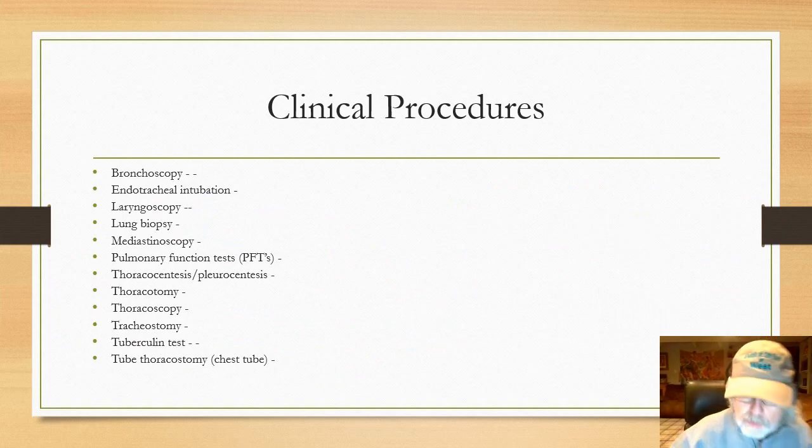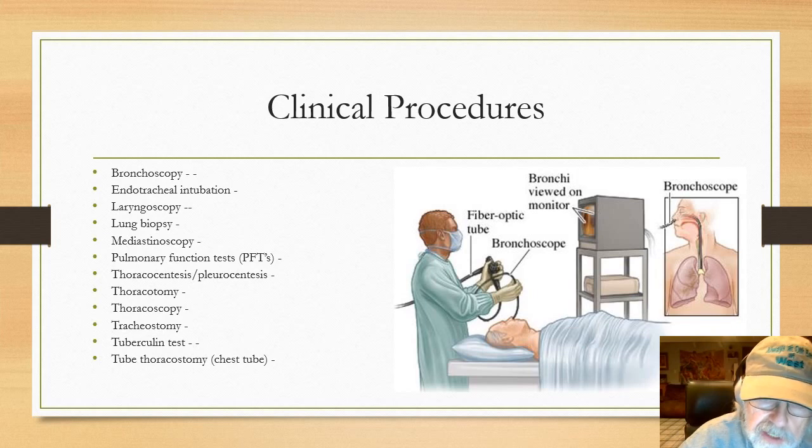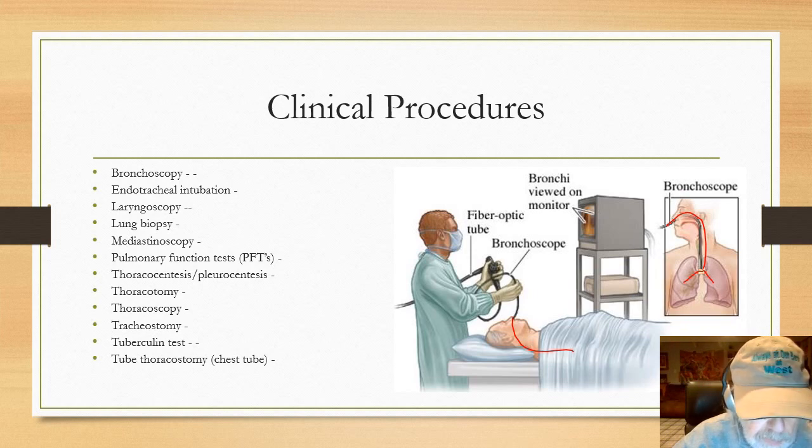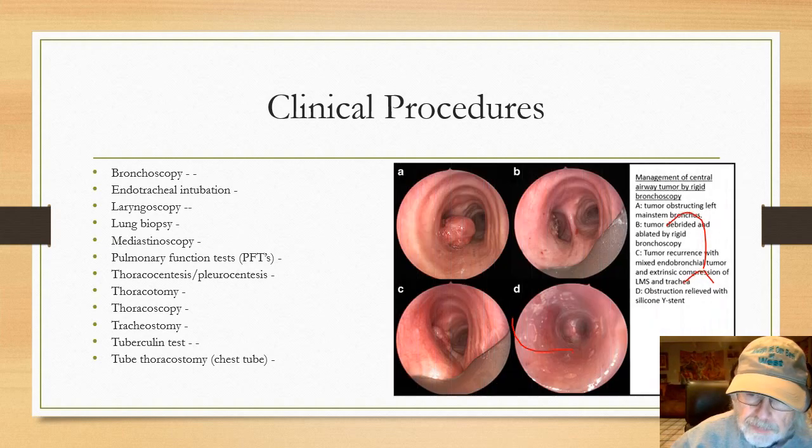A couple other words that we have: bronchoscopy. Bronchoscopy is basically looking inside. They could take a fiber optic tube, and look down inside the bronchi, just to see if there's any type of tumor or something like that might be there. And this is what bronchoscopy would look like.